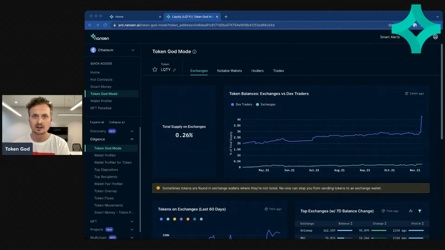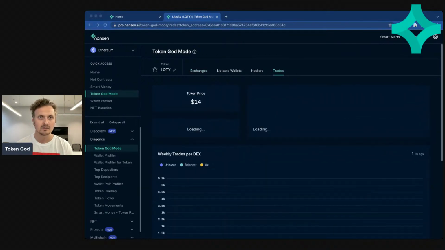So what is Liquity? To give you a bit of context, Liquity is a protocol that allows for interest-free borrowing on Ethereum with 110% collateral ratio. And in the words of our analyst, it is typically a farm and dump token, but volume has a recent pickup in pace. And so you can use Nansen to check what has caused the volume spike. One thing we can look at here is the trades tab. So let's look at that first, right?